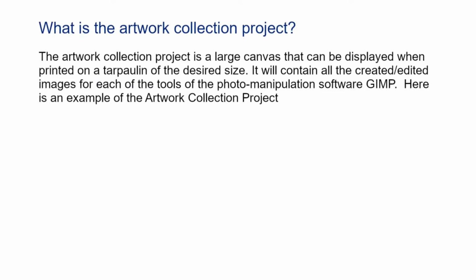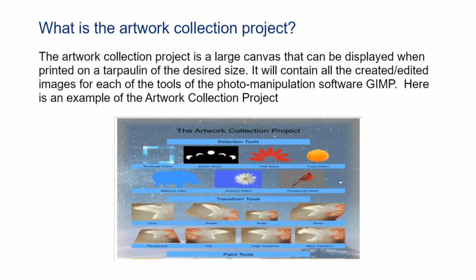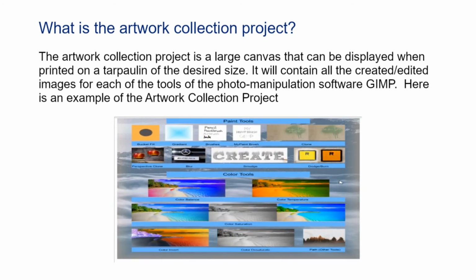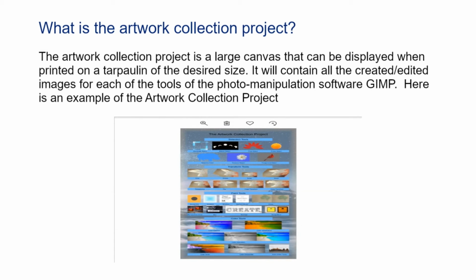The Artwork Collection Project is a large canvas that can be displayed when printed on a tarpaulin of the desired size. It will contain all the edited images for each of the tools of the photo manipulation software GIMP. Here is an example of the Artwork Collection Project. Images.